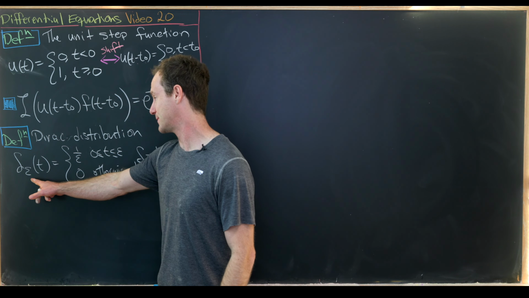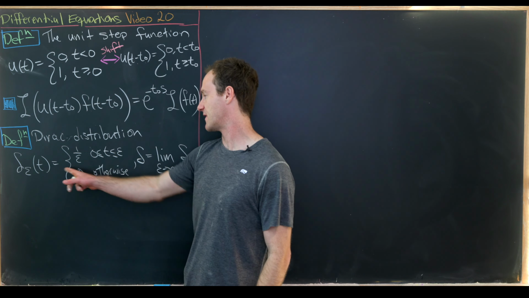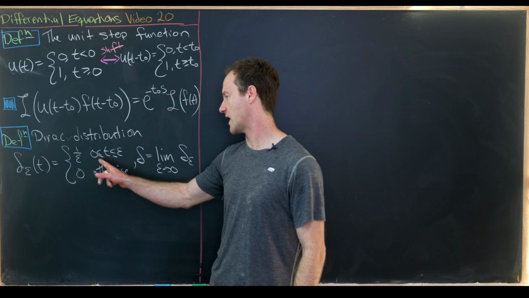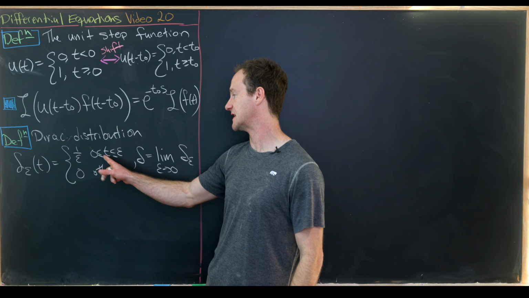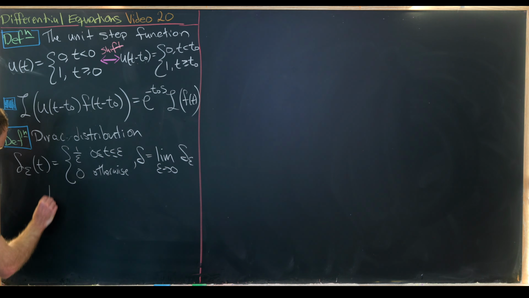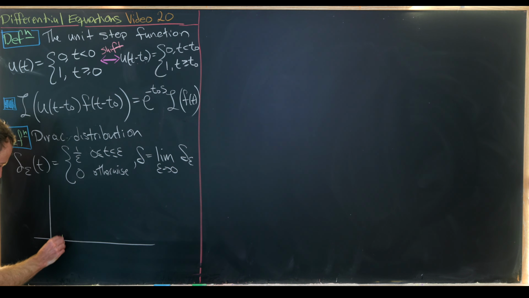So for some epsilon, we'll define delta sub epsilon of t by the following piecewise function. So it'll be 1 over epsilon if t is between 0 and epsilon, and it will be 0 otherwise. So we can make a picture of this fairly easily. So you want to think about epsilon as being a pretty small number.